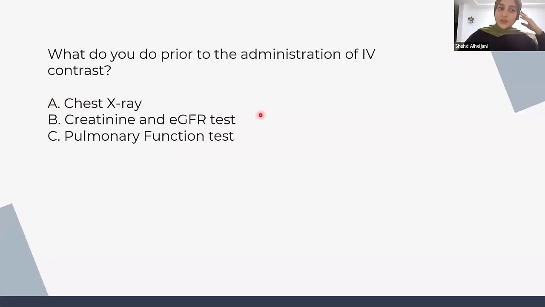What do you do prior to the administration of IV contrast? Yes, B. Why? Because we need to check the kidney function, because iodine needs to be excreted by the kidneys, or any contrast needs to be excreted by the kidneys. So you need to check that the creatinine and the eGFR are normal, because they would tell you if the kidney is functioning well or if there is a renal failure.